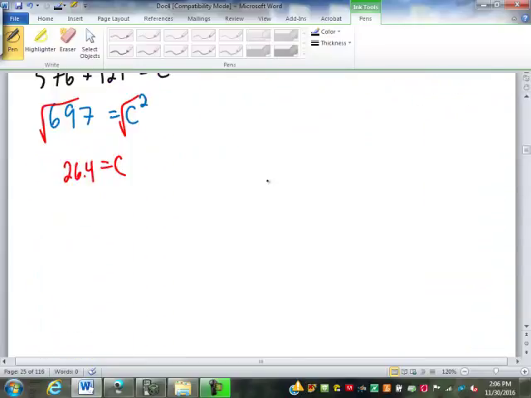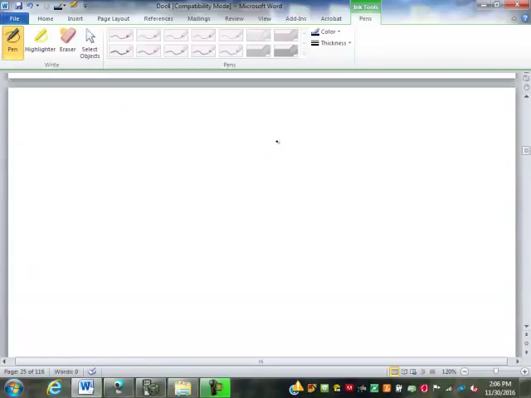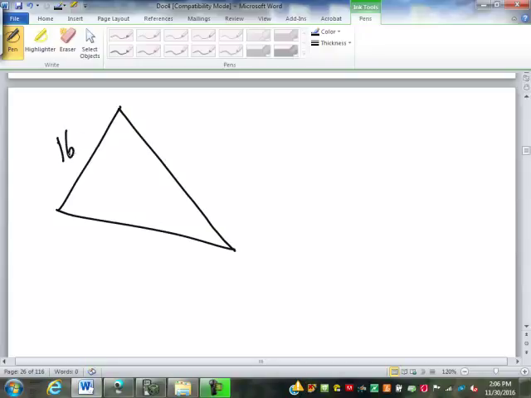One that may have been a little bit new to you is a problem that looks like this. Let's say we have 16 feet here, 31 feet here, and 33 feet here. Now we could check to see if this is a right triangle. Which angle is the only angle that could possibly be a right angle here? I'll call them 1, 2, and 3.